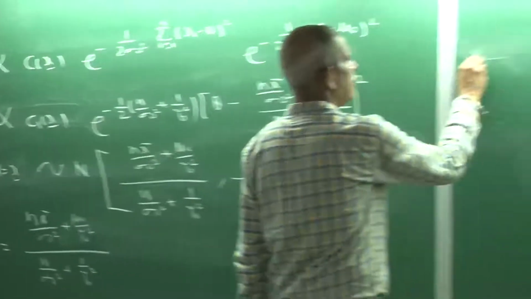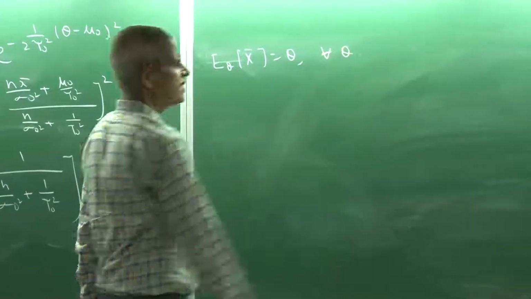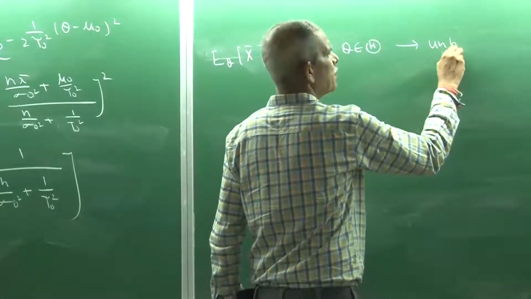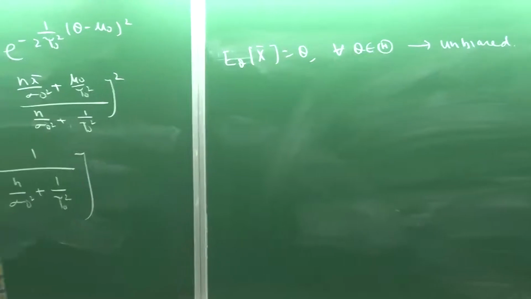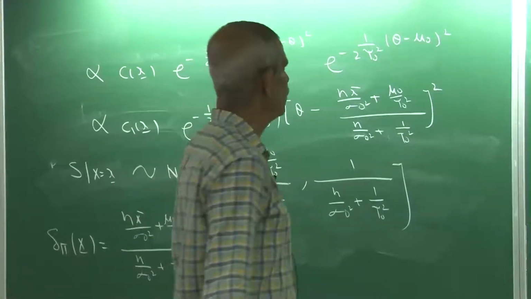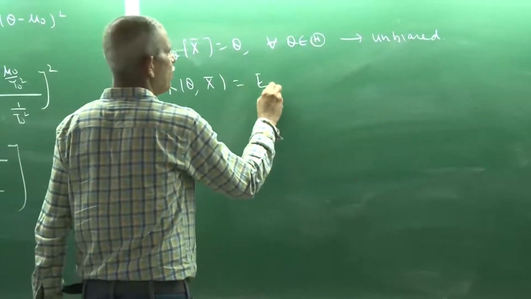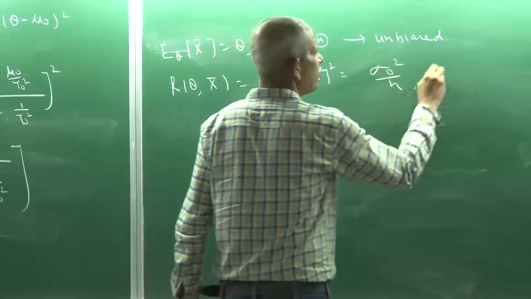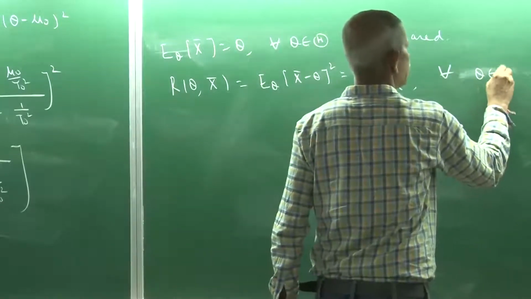So I know that expected value of x bar is same as theta. So it is unbiased. So to show that it cannot be Bayes with respect to any proper prior, I just need to show that it cannot have a Bayes risk 0 for any proper prior. So R(theta, x bar), which is expected value of x bar minus theta whole square, turns out to be sigma naught square by n for every theta. Sigma naught is a fixed quantity.